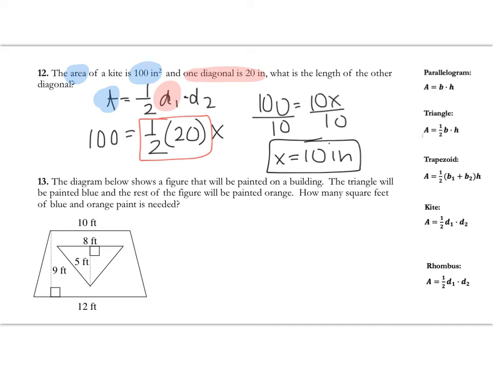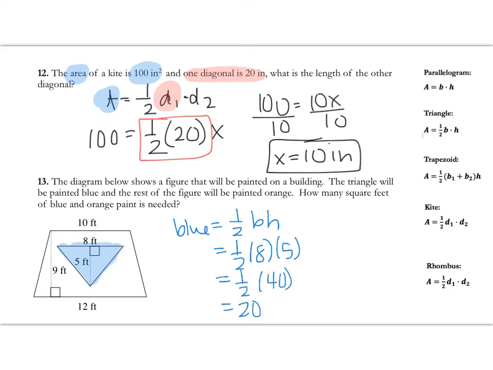So let's focus in on the blue first. So I'm going to color it in. I think that helps to visualize it, is we want this part to be blue. So that happens to be a triangle. So for the blue part, we know that since it's a triangle, we have to do 1/2 base times height. The base of the triangle is 8, the height of the triangle is 5. That's 1/2 of 40, which means the answer for the blue part is we need 20 square feet of paint.